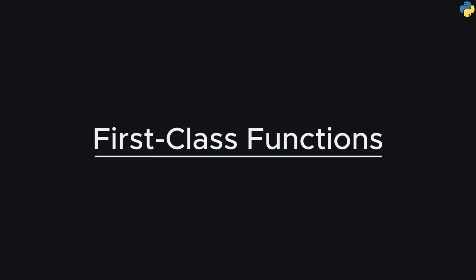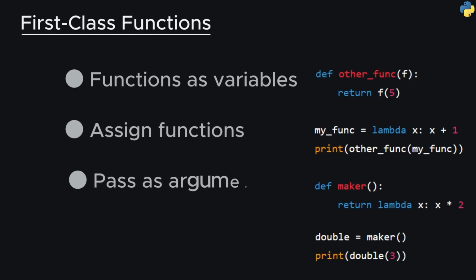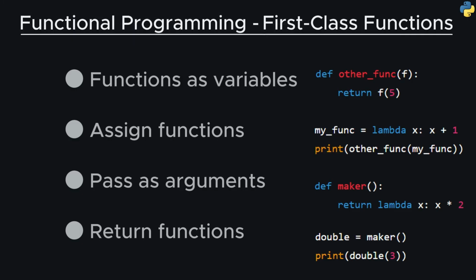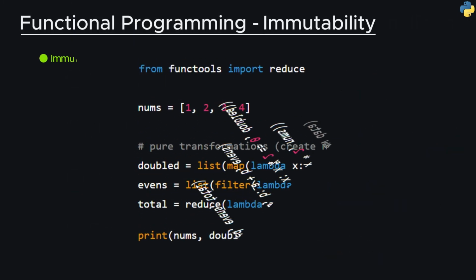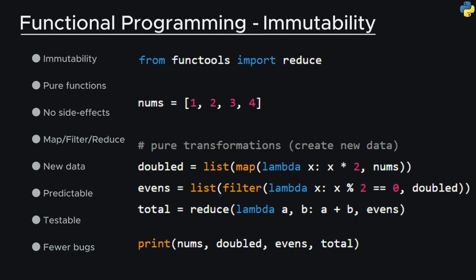What makes all this possible in Python is that functions are first-class citizens. This means you can treat functions like any other variable, assign them to names, pass them as arguments to other functions, and even return them from other functions. This is the foundation of functional programming in Python. Functional programming often emphasizes immutability and pure functions, functions without side effects. While map, filter, and reduce themselves don't inherently enforce this, they promote a style where data transformations produce new data rather than modifying existing structures in place. This can lead to more predictable and testable code, reducing subtle bugs.